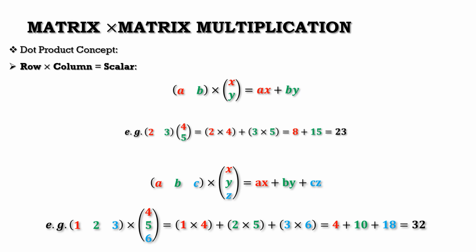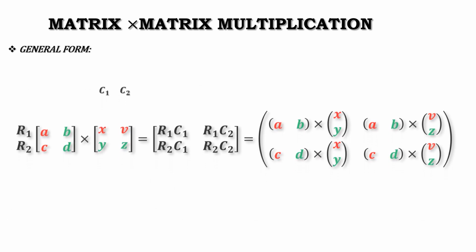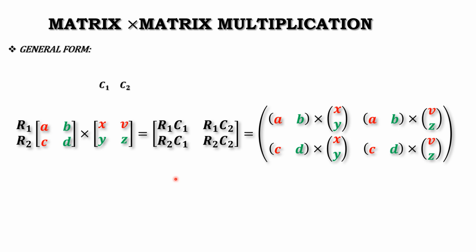So this is what the dot product concept means under matrix to matrix multiplication. We have the general form, which introduces the dot product to deal with matrix multiplication. Here we have a matrix of 2 by 2. We have identified the rows. We have two rows here, one row and another row. So row 1 and row 2.